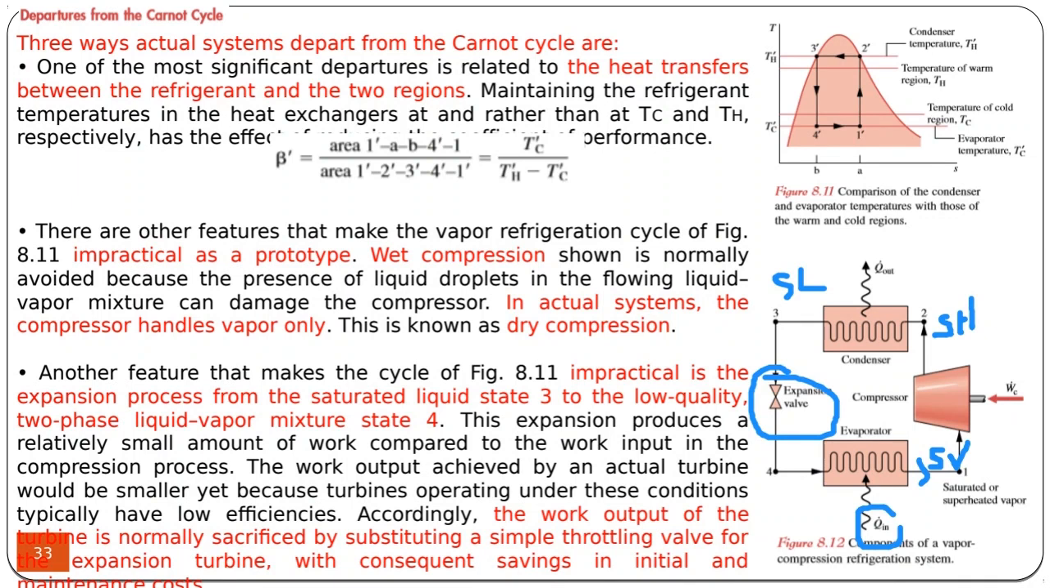So we have to reject heat at the condenser, and heat is absorbed from the surrounding. This is actually the cooling process. And saturated liquid is expanded into lower pressure where we have a mixture. So similar to the power cycle, there are actually two pressures. One pressure is the evaporator pressure, the low pressure, and the second pressure is the condenser pressure, which is high pressure.